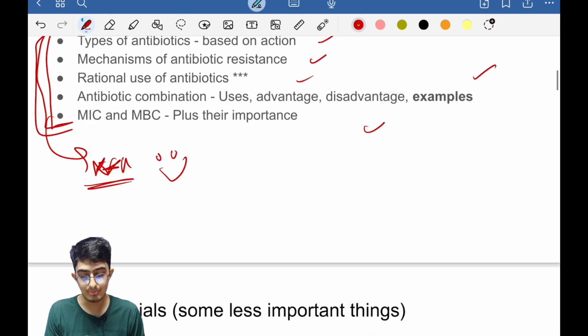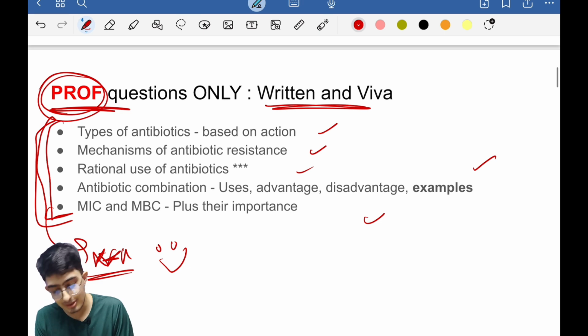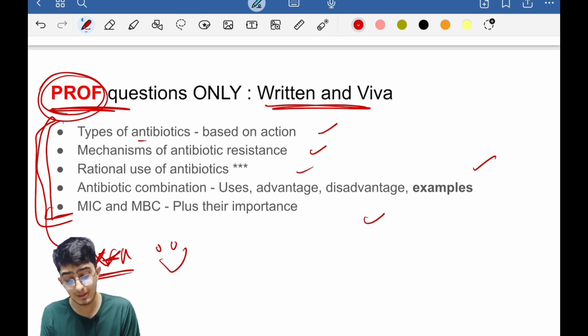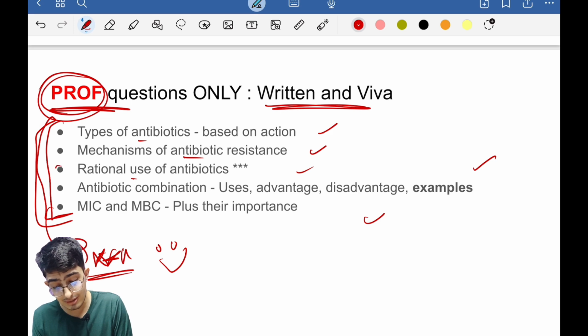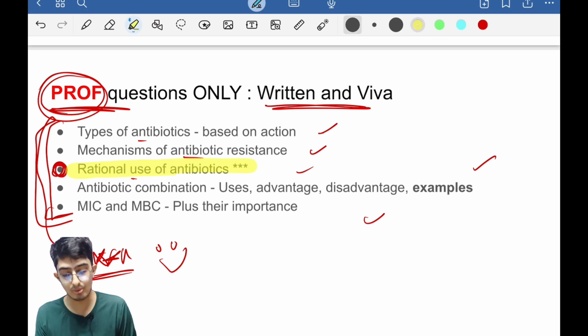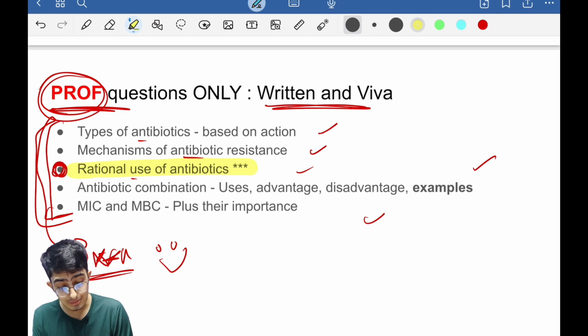So anyways, before we jump into today's topic, we'll be discussing the types of antibiotics, mechanisms of antibiotic resistance, and rational use of antibiotics. This is the most important question from this whole chapter that will definitely come in your exams. How do I know it comes in your exam? Because I've given the exams myself, right? So we'll be spending a lot of time studying this question.